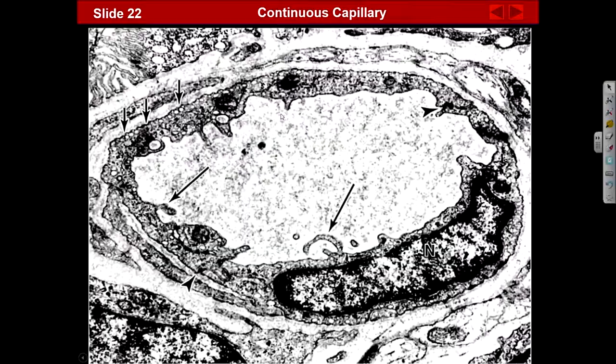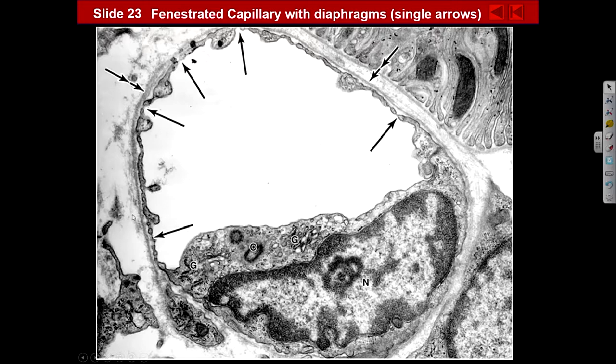Okay, looking at different capillaries, this is a continuous capillary. The endothelial cell forms a continuous layer around the lumen. Okay, as opposed to a fenestrated capillary, the arrows are pointing to the fenestrations with the diaphragm spanning the fenestrations. Any questions so far?